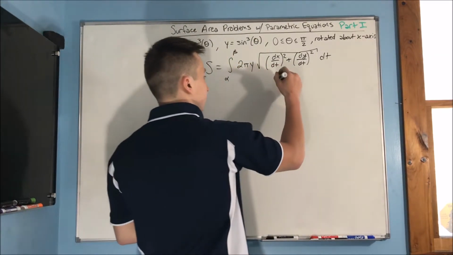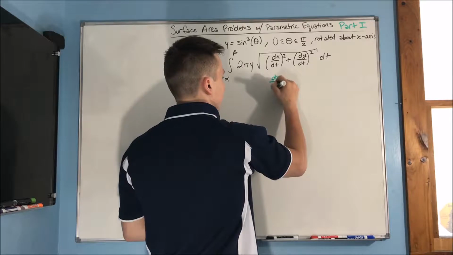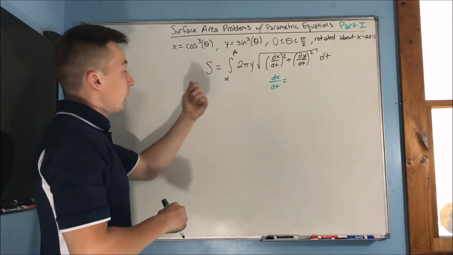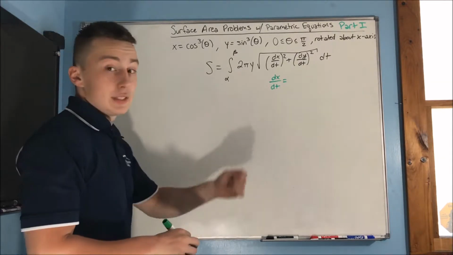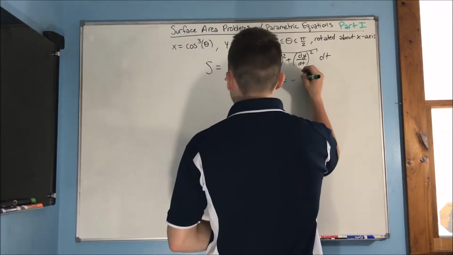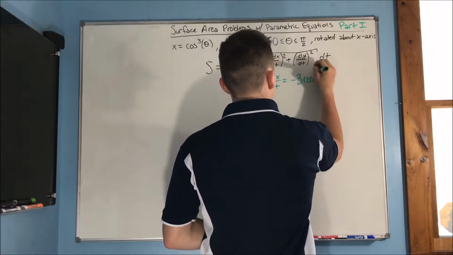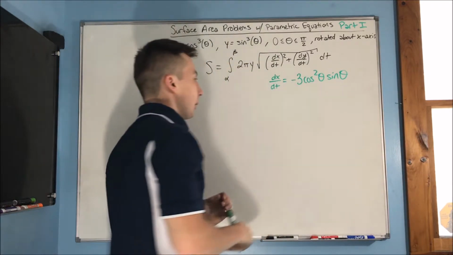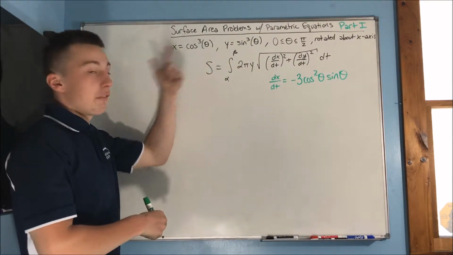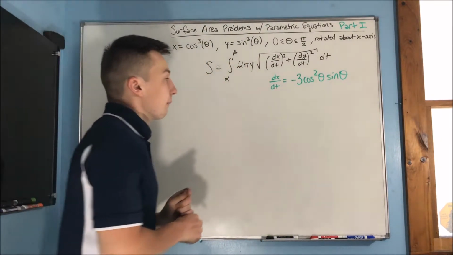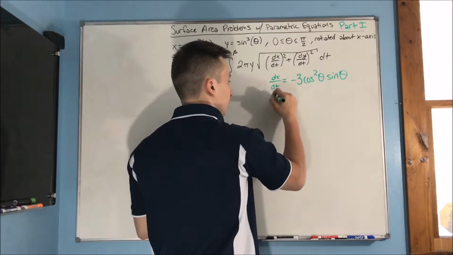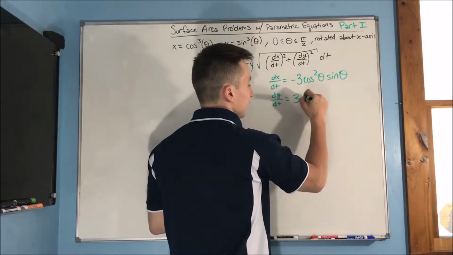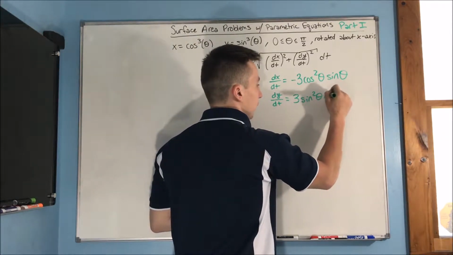Okay, what is dx/dt? Well, that is just going to be this derivative, right, which is 3 cosine squared theta times negative sine theta, so it's going to be negative 3 cosine squared theta sine theta. We always have to remember to get that sine theta out, right? That's the derivative of the inside. That's just chain rule. Okay, and dy/dt, we know that that is just going to be 3 sine squared theta cosine theta.